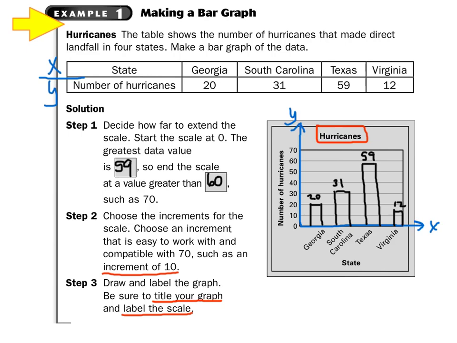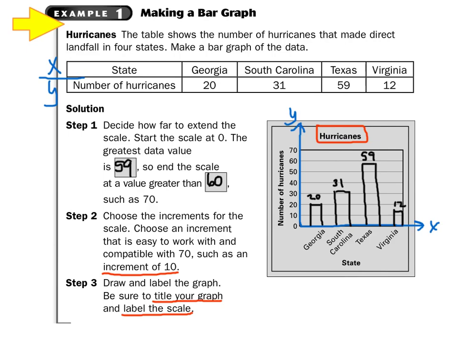So let's look at example 1, making a bar graph. The table shows the number of hurricanes that made direct landfall in 4 states. Make a bar graph of the data. Well, when they give you a table like this, I want you to notice, see how I did the X and the Y? The X is always the first item they gave us, the states in this case, and the Y are the actual number of hurricanes. And so I want you to go over in your note-taking guide, make the X-axis, show me that you see the X-axis, and that's the states, and they labeled it for you, and then show me the y-axis, and that's the number of hurricanes, and they labeled everything for you.